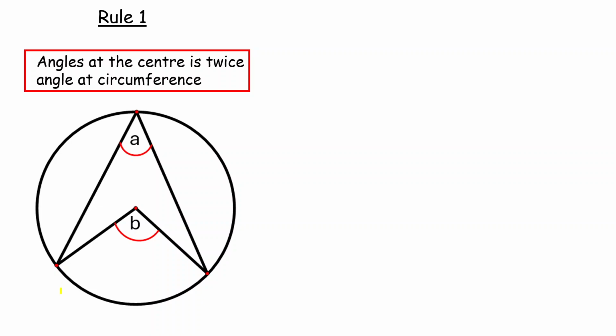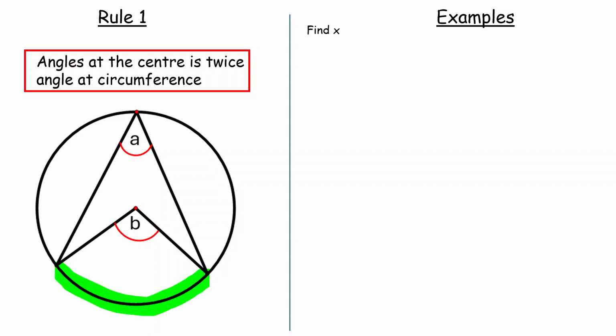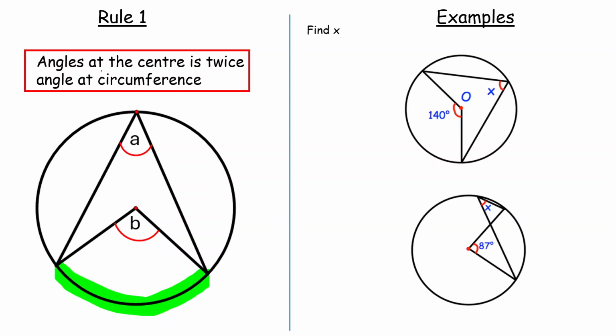Okay, rule number one. For all of these, we'll go through the rule, and then I'll give you some examples you can try yourself. So rule number one states, angles at the centre, let's get our highlighter up for this. Angles at the centre is twice or double the angle at the circumference. It's saying the angle at the centre, this one here, angle B, is twice the angle at the circumference, which is this one here. So it's just about being able to recognise this shape here.